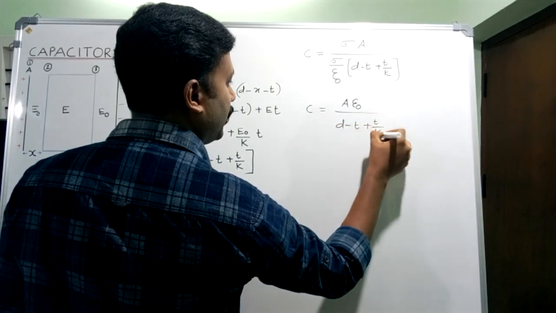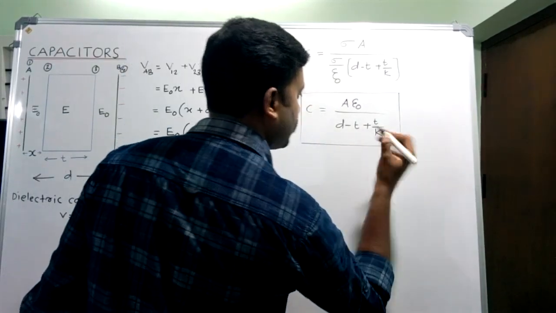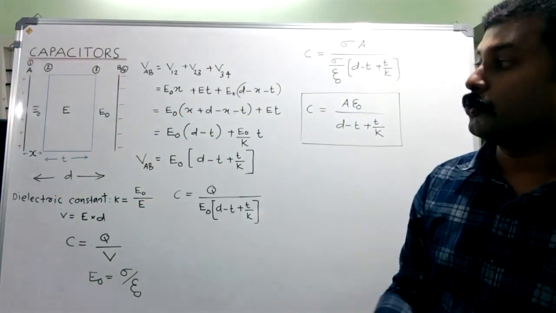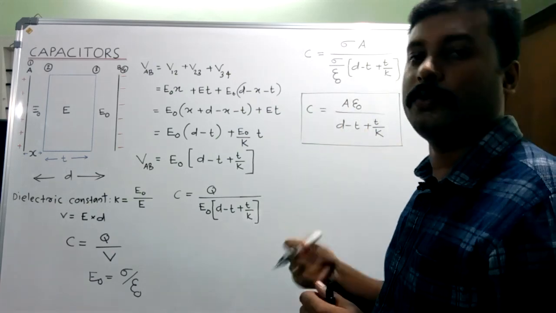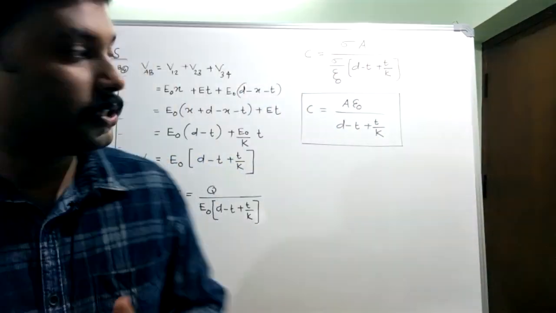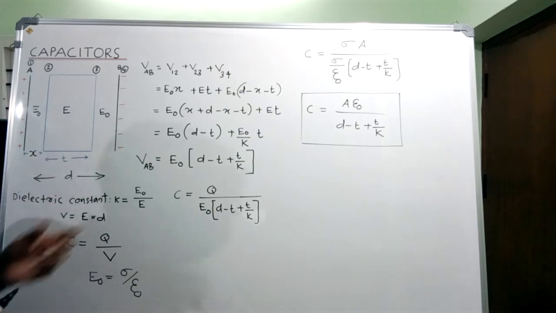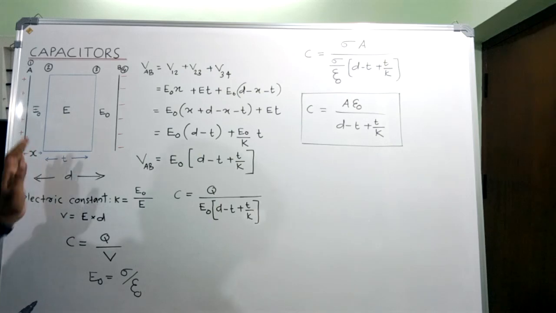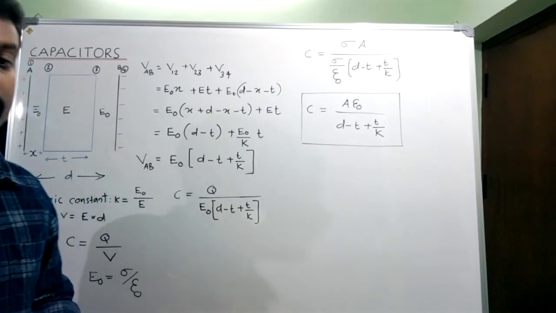plus T by K. So this is the capacitance when this dielectric slab of thickness T and dielectric constant K is introduced between these two plates A and B. Here there is no term of X. What does it mean? It means the position of this dielectric slab inside these plates is independent of this capacitance. So this capacitance is independent of this distance X. Whatever be the position of this dielectric slab in between these two plates, the capacitance is the same, that is A epsilon 0 by D minus T plus T by K.